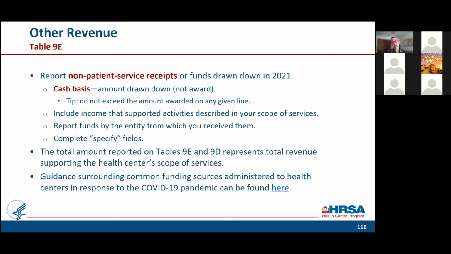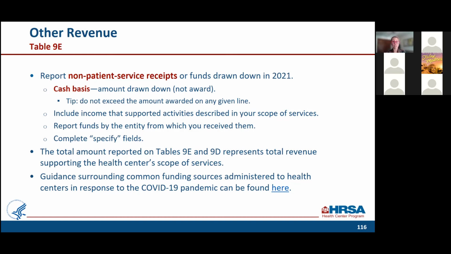For all the income on table 9E, you'll report only the amount drawn down or actually received in 2021, not the award amount. That could be different. The main value of this data is that it permits the users to see the distribution of non-patient service revenue by federal, state, and local sources. These receipts can be combined with revenues reported on table 9D for comparisons with national, state, and other health center groupings. This data, as is the case with the other two financial tables, is not available through audits or financial statements.